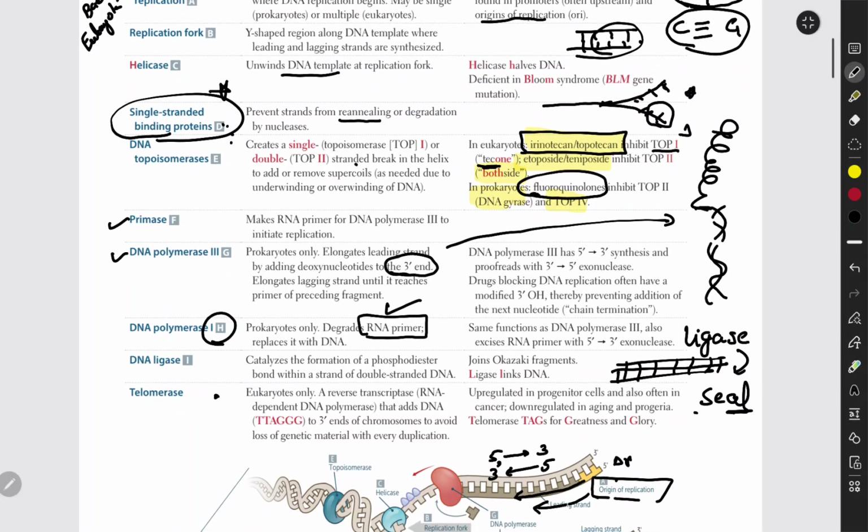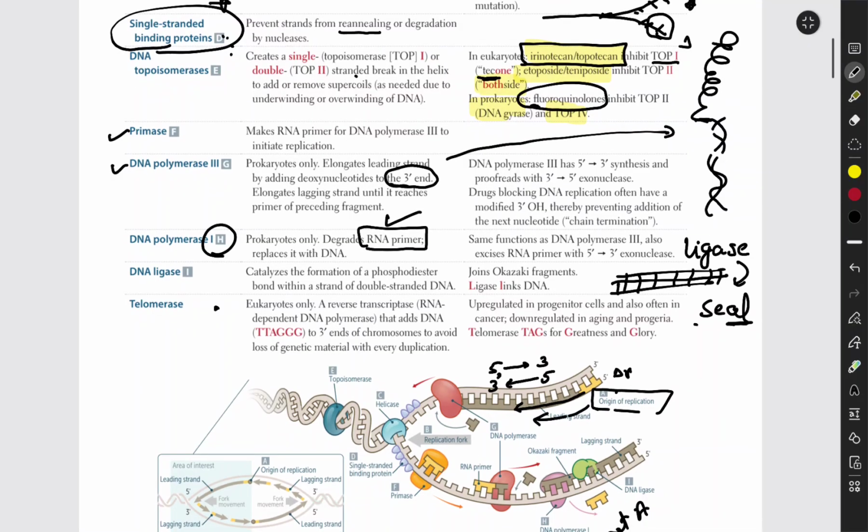So as far as primase is concerned, we initially said that we add a primer after creating a single strand or double stranded break, and then we use DNA polymerase 3 to elongate the strand. Then we use DNA polymerase 1 to degrade the RNA primer, and we use DNA ligase to catalyze the formation of the phosphodiester bond. So for DNA polymerase 3, we need to remember that it has 5' to 3' synthesis that I mentioned earlier, and it proofreads with 3' to 5' exonuclease activity.